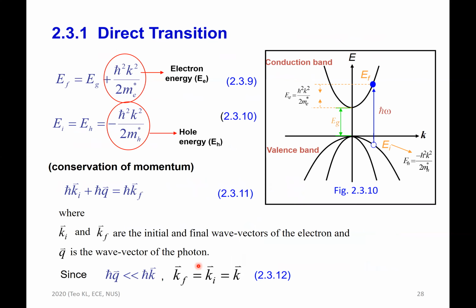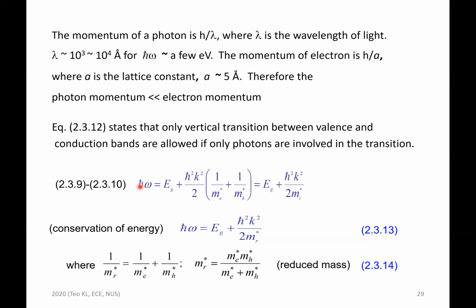Now, Ef minus Ei, final energy minus initial energy. By conservation of energy, Ef minus Ei gives you h bar omega, which is the photon energy. And then you will have Eg plus h bar squared k squared over 2, and then this whole term is called 1 over mr star. So the conservation of energy will give you h bar omega equals the band gap plus h bar squared k squared over 2 mr star.